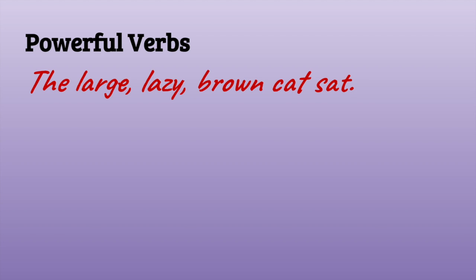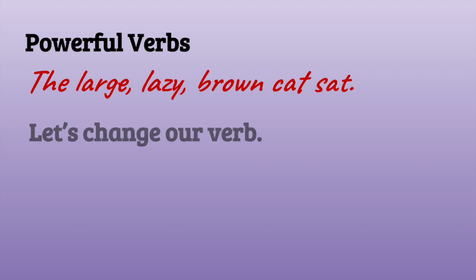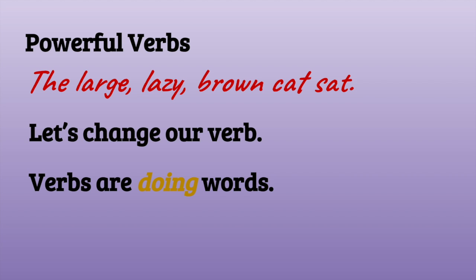Powerful verbs. The large, lazy, brown cat sat. Let's change our verb. Verbs are doing words. So in our sentence, the large, lazy, brown cat sat, what's the cat doing? Or what was the cat doing? It was sitting, so the cat sat. So sat is our doing word. That's our verb.